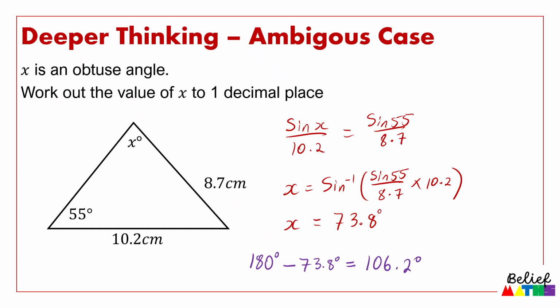So anytime it asks you to find the obtuse angle, you work it out. It will always give you an acute angle as your answer, or usually, and then you do 180 minus that to give us the answer. And that's because sine will always give us an answer that's between 0 and 90.